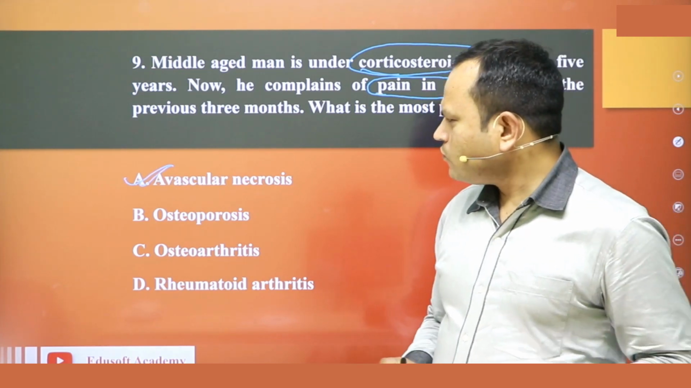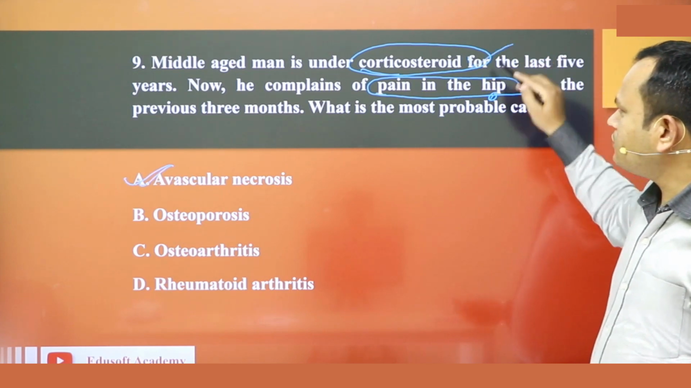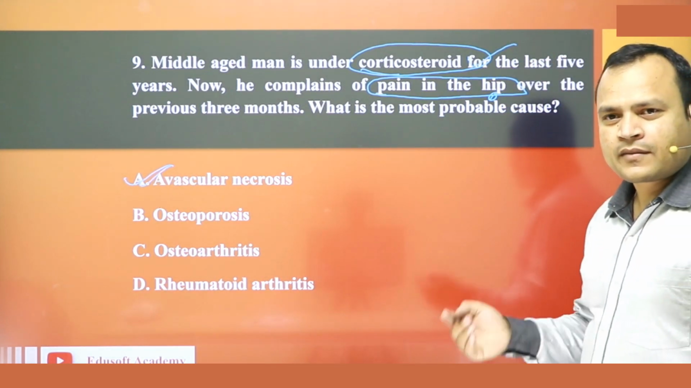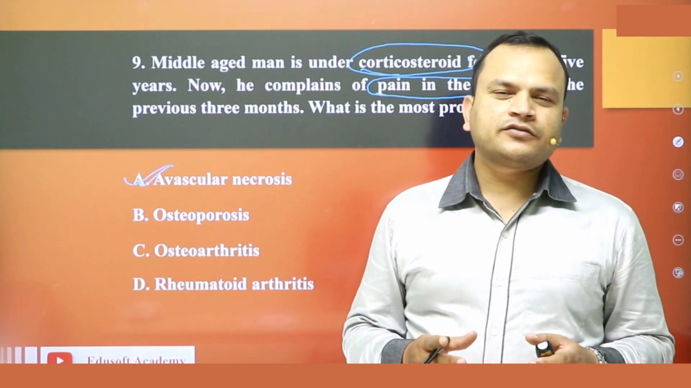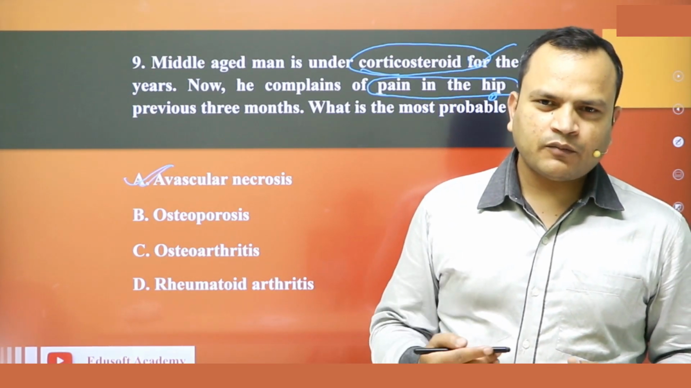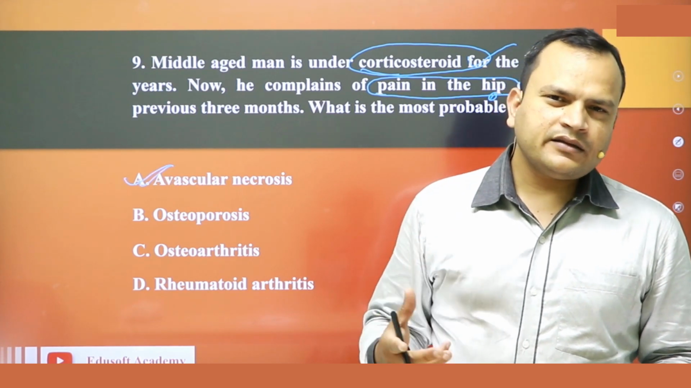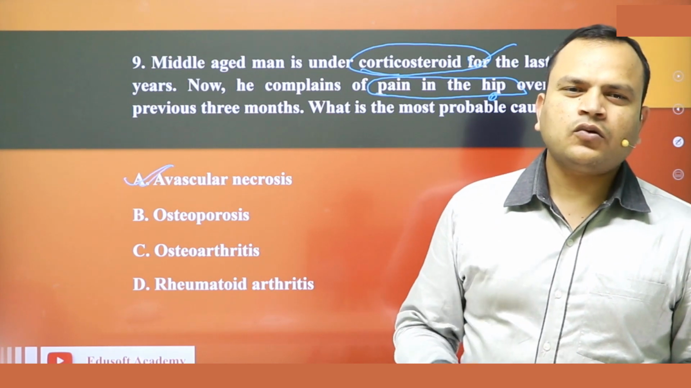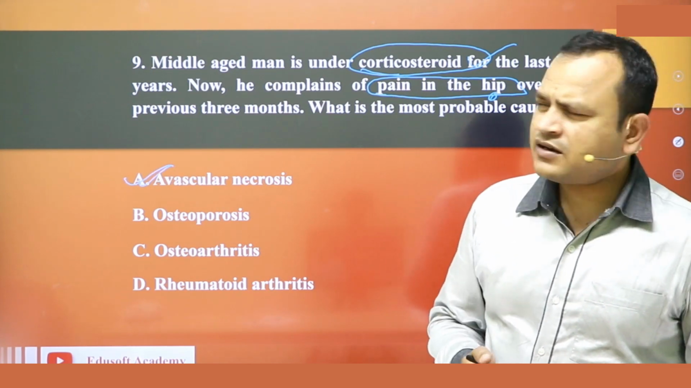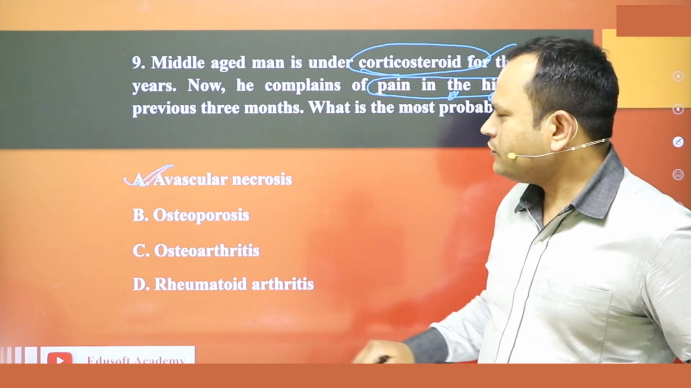So let us come to why not osteoporosis. The patient is on steroid, which is a factor favoring osteoporosis, but osteoporosis usually involves all the bones, mainly the distal radius, the spine, the proximal femur. So the whole skeleton is involved. But in this question, there is pain in the hip joint. So this is not the right answer.